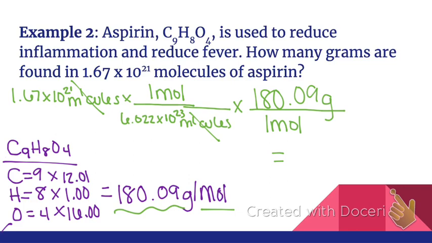When you do this calculation and round it, I got an answer of 0.5 grams of aspirin. So a typical dose of aspirin is usually 500 milligrams or half a gram. So when you take that dosage, you are intaking 1.67 times 10 to the 21st molecules of aspirin. Okay, so these are the kind of two options that we have working through these conversions.